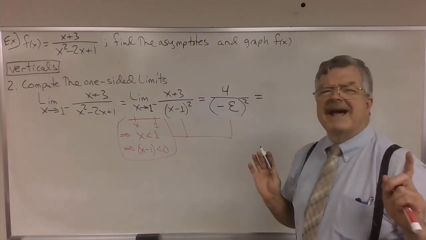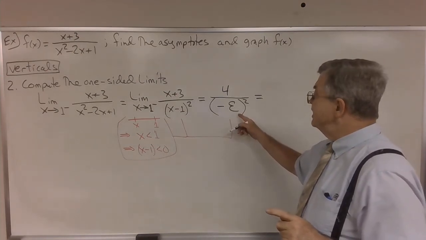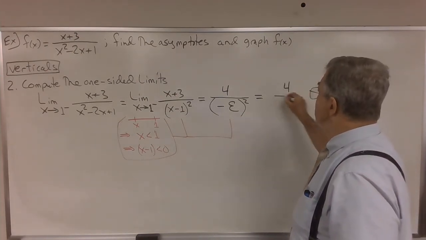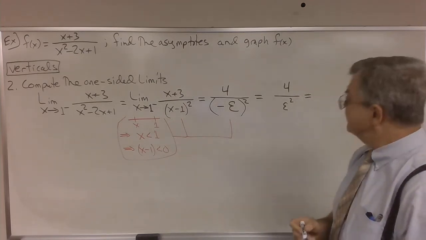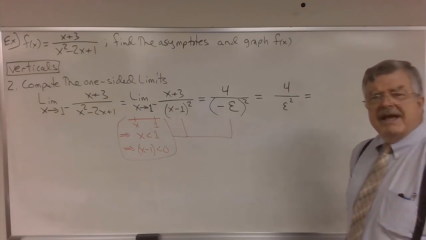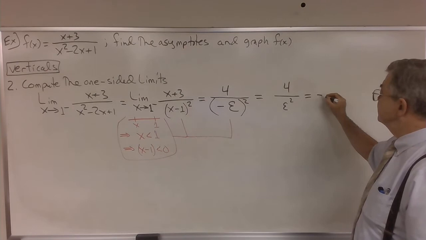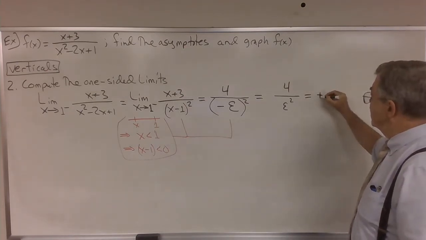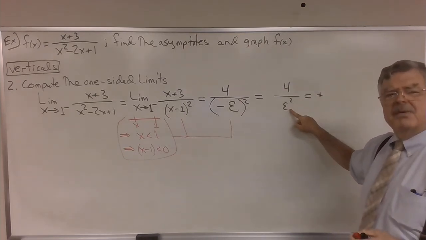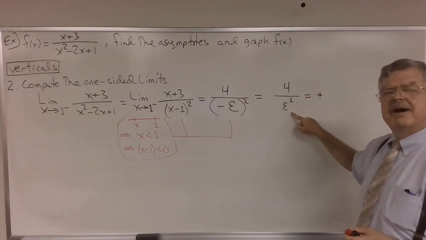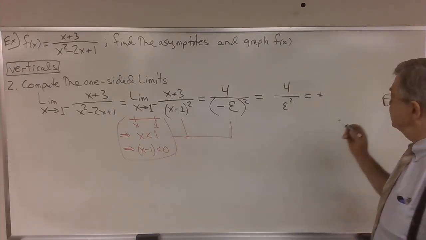But in the final analysis, who cares? We're going to square this thing anyway. So it'll become a positive epsilon squared. And what do we have here? We have positive divided by positive, so that's positive. And we have big number divided by something going to 0. Big number divided by little number. The little number is going to 0. So this is going to be infinite.